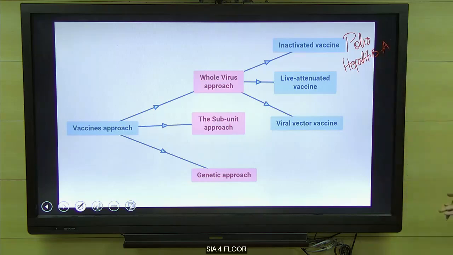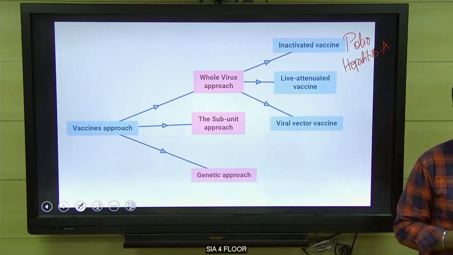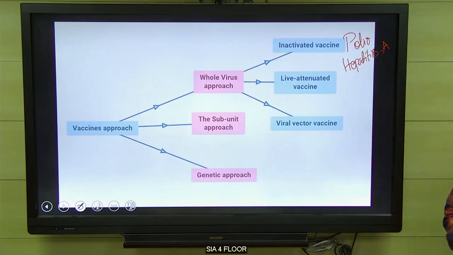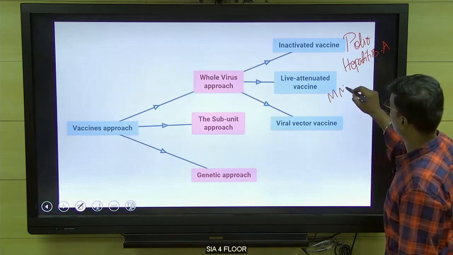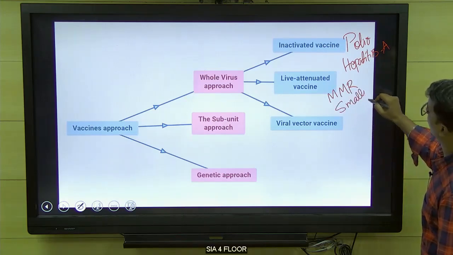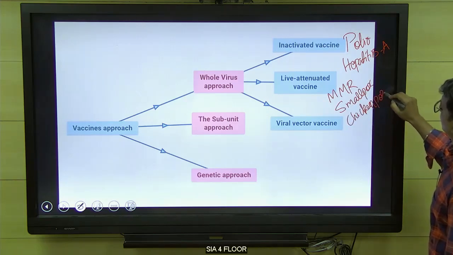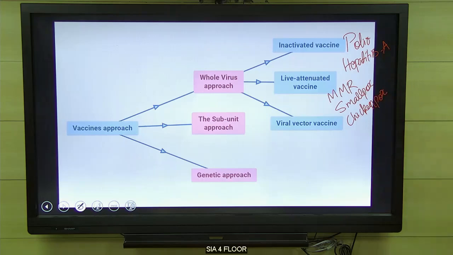Now coming to live attenuated, it says live. It uses a weakened version of the germ that has lost all its potency. It uses the weakened live version of a virus or germ. This is called a live attenuated vaccine. The most common example is the MMR vaccine, mumps, measles, rubella, or even the smallpox vaccine or chickenpox vaccine. These are examples of live attenuated vaccines.